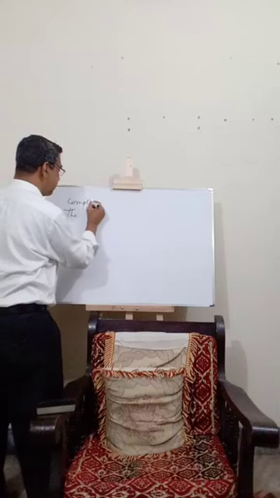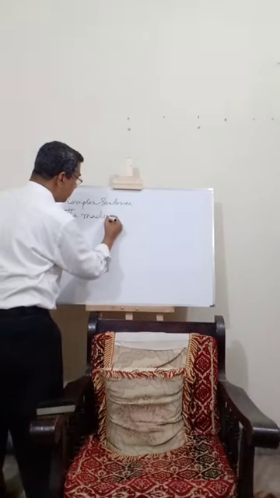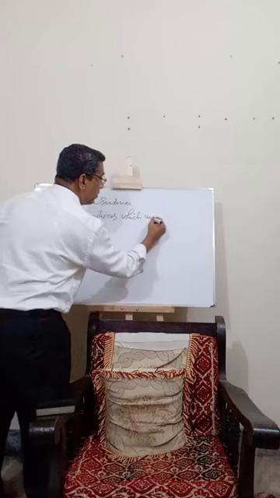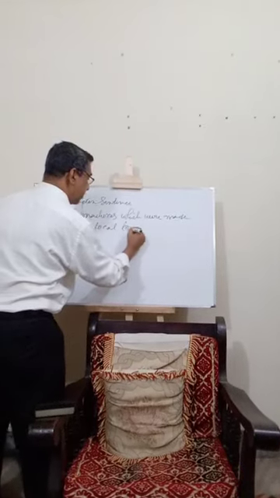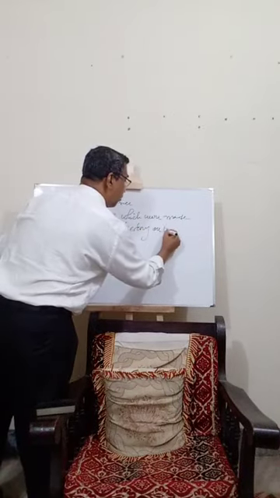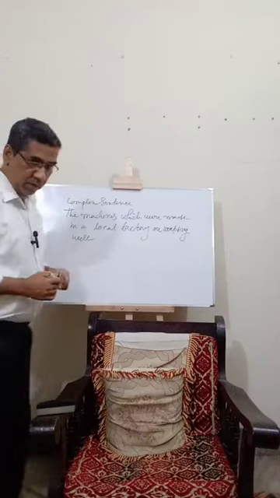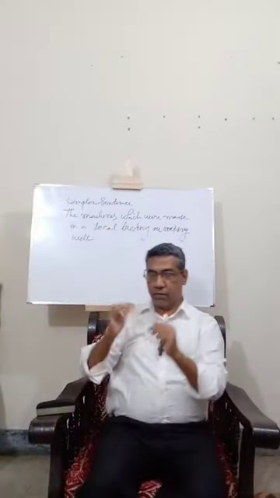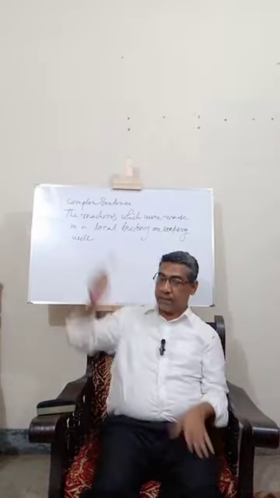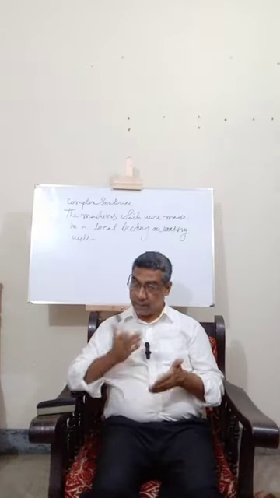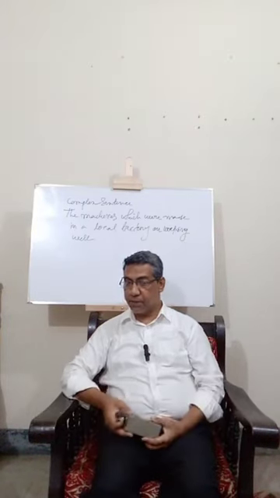This is the complex sentence. The example is: The machines which were made in a local factory are working well. See, you are seeing the example of NP plus past participle, but this sentence is not a simple sentence, it is a complex sentence, and now I will transform this complex sentence into a simple one by using NP plus past participle.